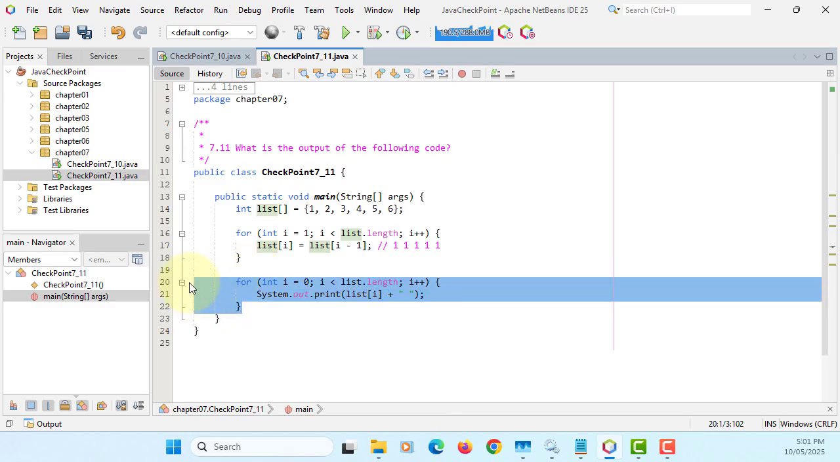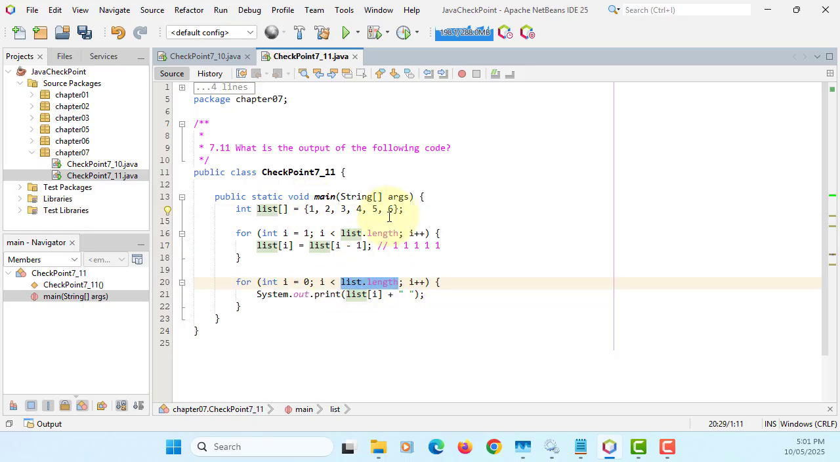Then let's look at the for loop. Start with the first element until the last one, one at a time. We print with print. Okay, depends on index 0 to the last one. So basically we are printing all of this, including number 1. So it's going to be 6 ones. That will be the output.